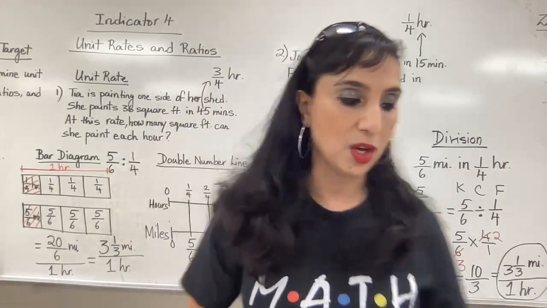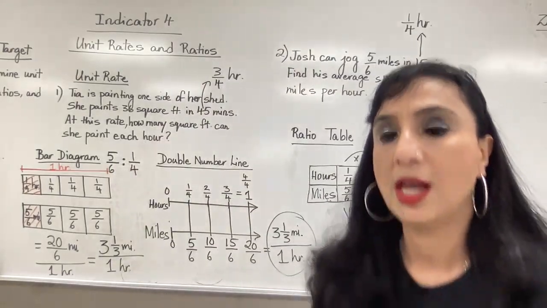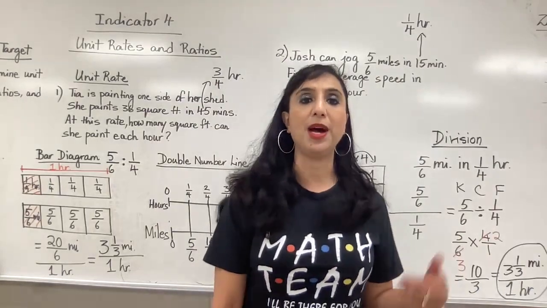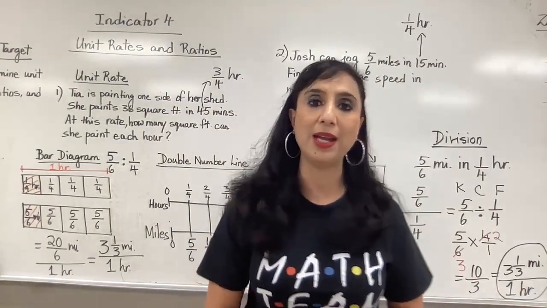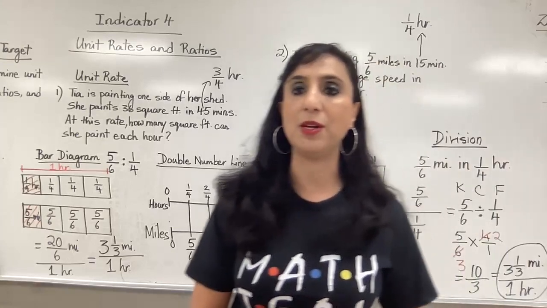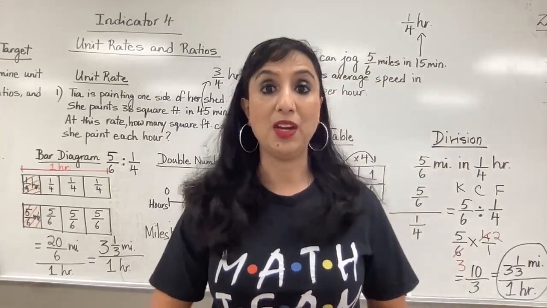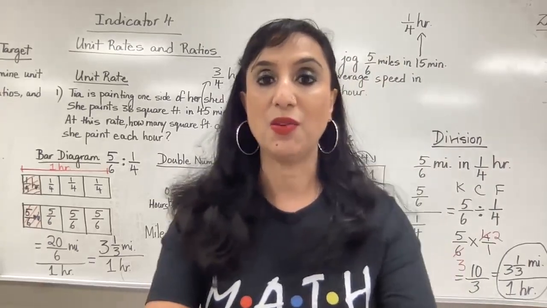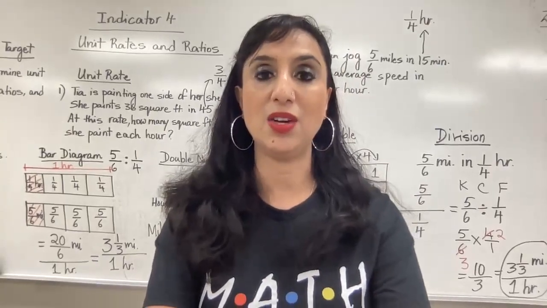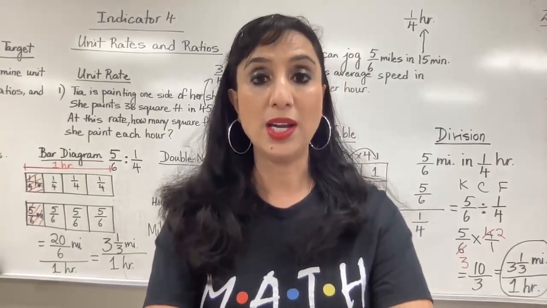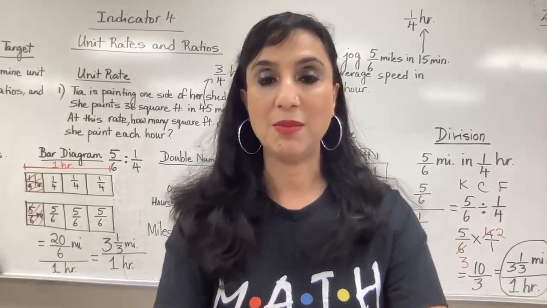All right, so these are the 4 different methods to calculate unit rate: the bar diagram method, the double number line method, the ratio table, and division. Again, my denominator in unit rate has got to be 1 unit, whatever I am talking about.